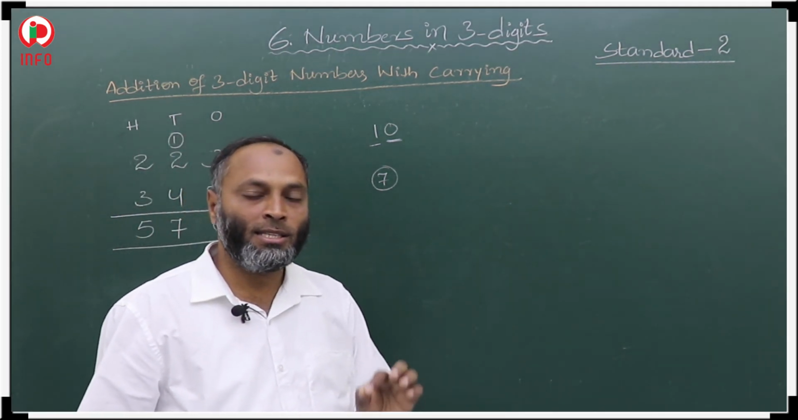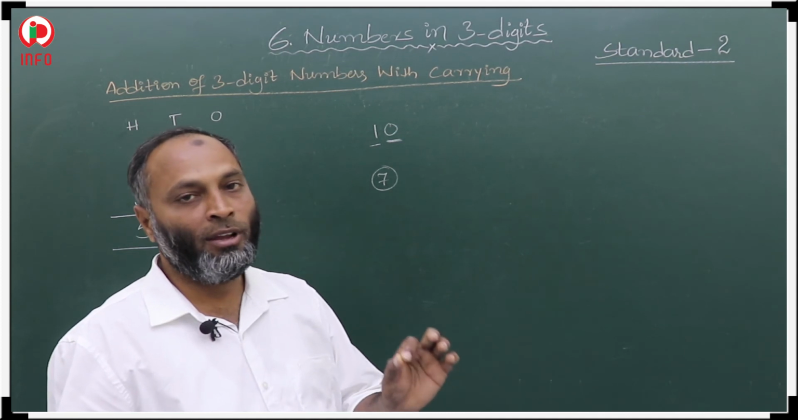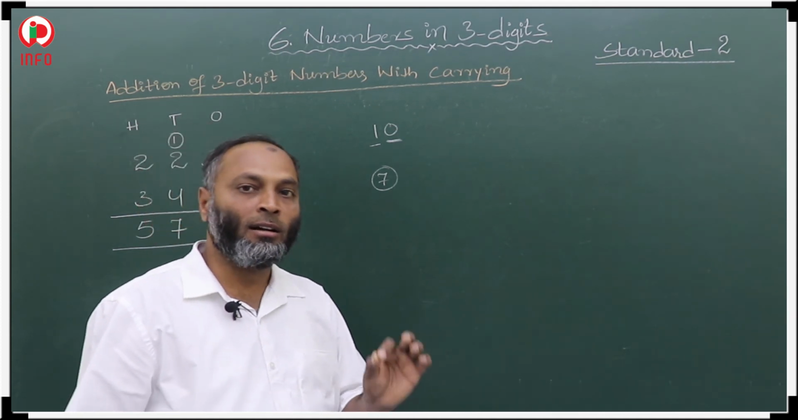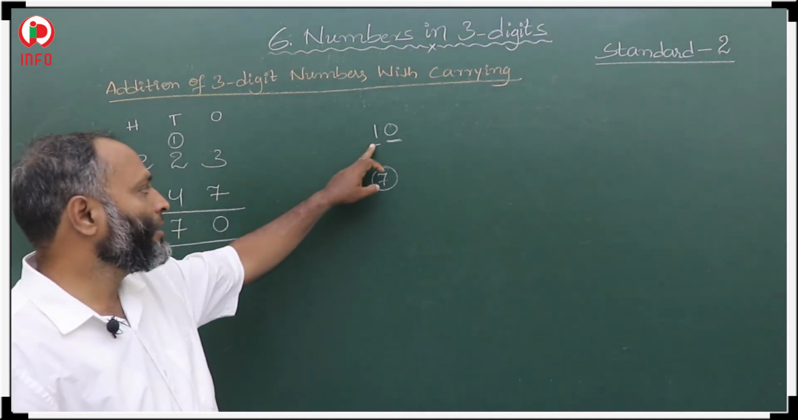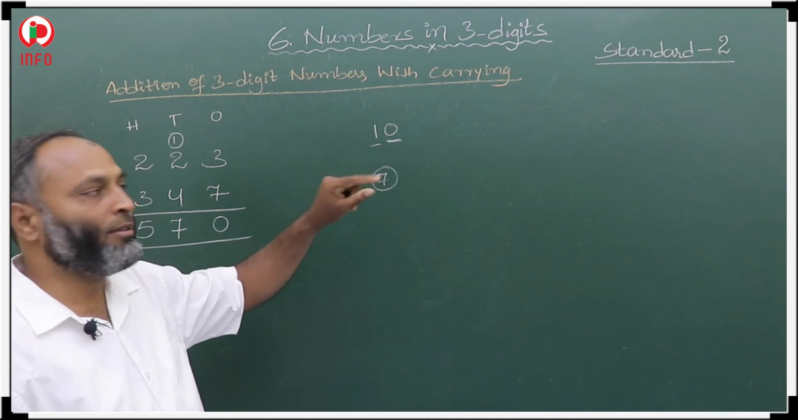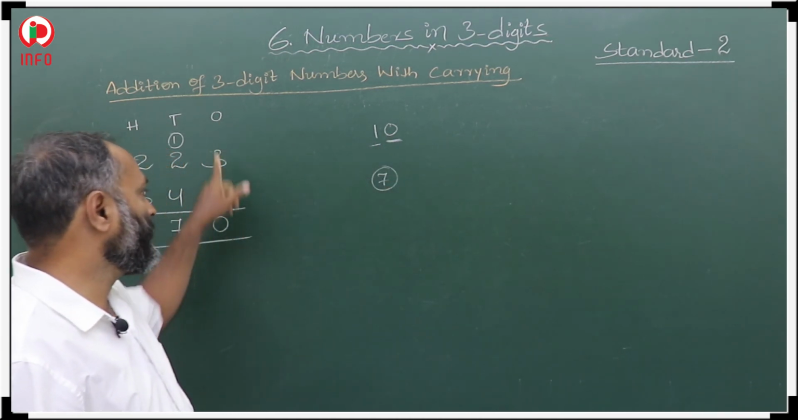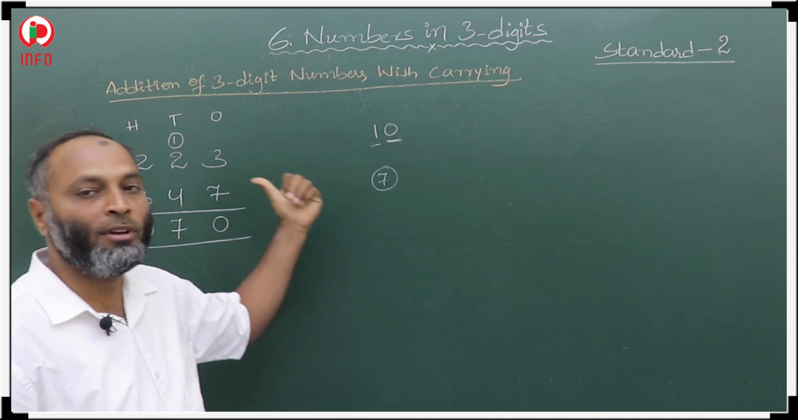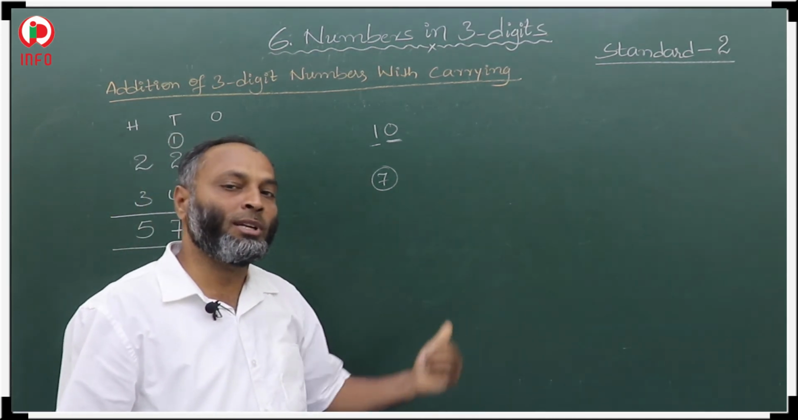Okay, this is the method. When we add a column, if you get a 2-digit number, then you have to keep 1 number in that column, and the other number you have to take carry over on next place. Okay.